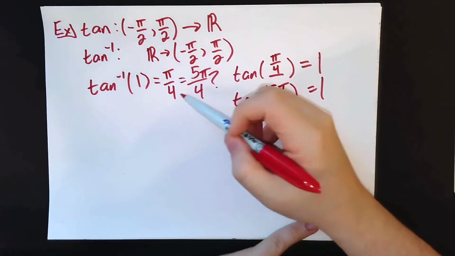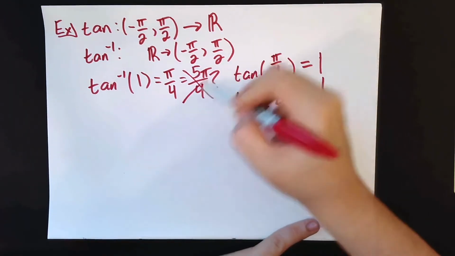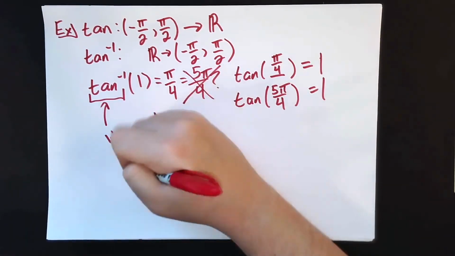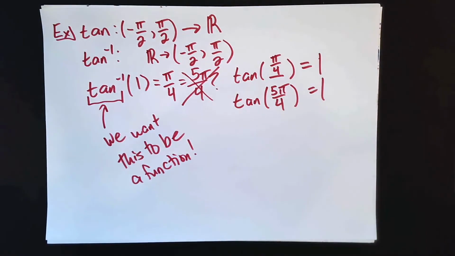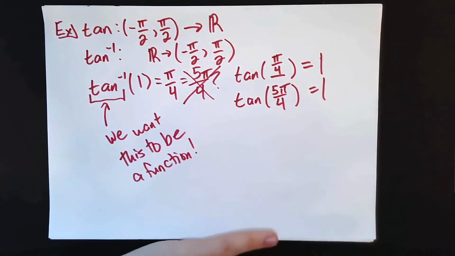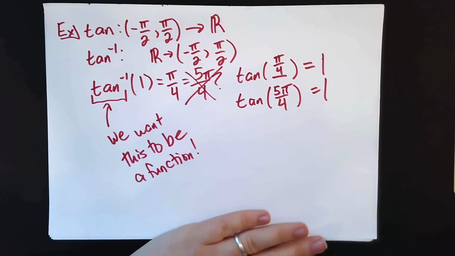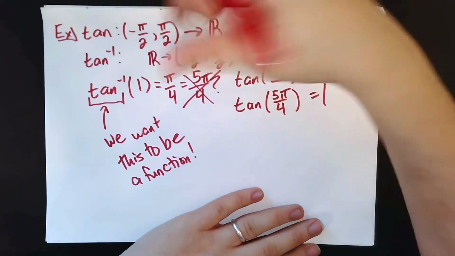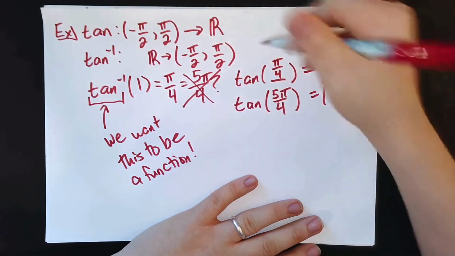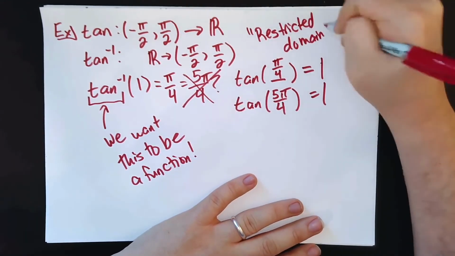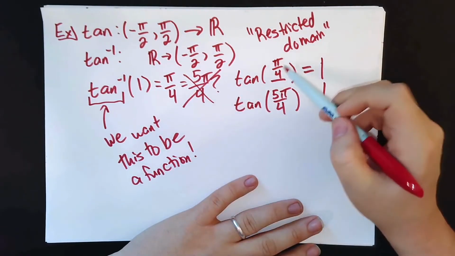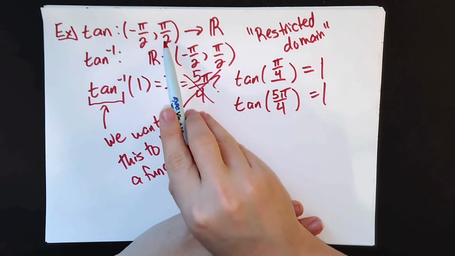But this can't at all be the case, because pi over 4 and 5 pi over 4 are not the same thing. And so the whole thing I want is I want this to be a function. And if I want this thing to be a function, that means I'm only allowed to choose one value. And the way we arrange to only choose one value is by finding an interval, or what we'll call a restricted domain, where the function becomes a bijection. And so in this case, that interval is minus pi over 2 to pi over 2.